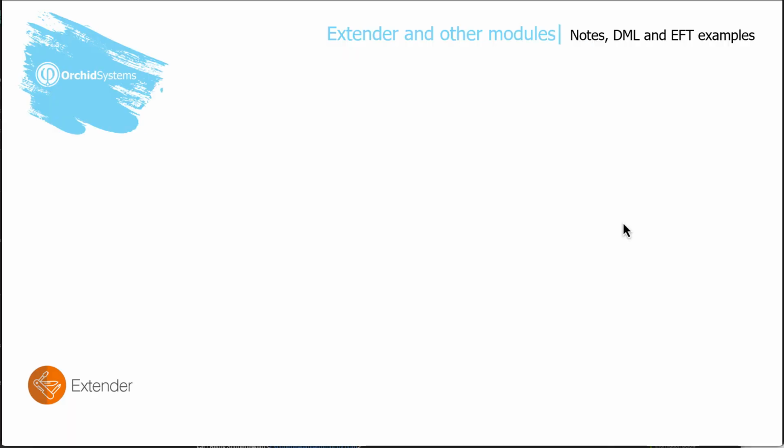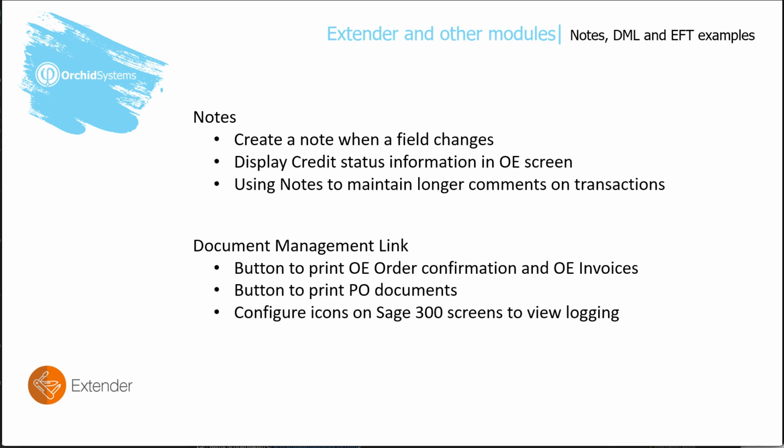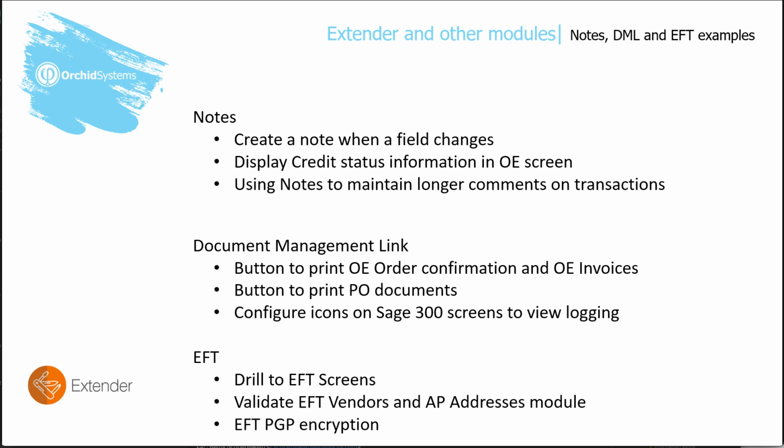We find that Extender works very well with other Orchid modules, in particular Notes. Extender supports the use of document management link by automatically creating some documents that you can view in DML and using icons on the screens. And with EFT, it gives you some ability to add functionality to EFT processing, from simple navigation to validation to automating processes such as PGP encryption, which make a very good use of the ability of Extender to use Python libraries.